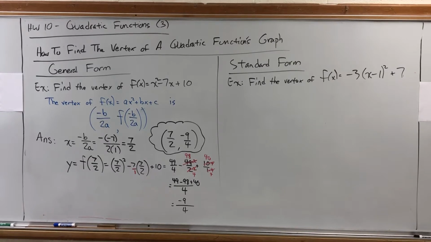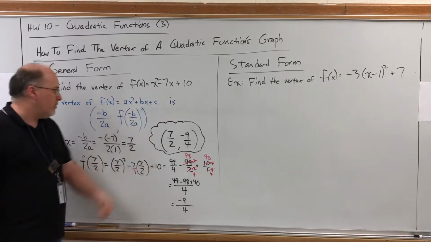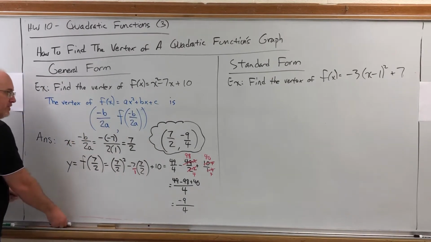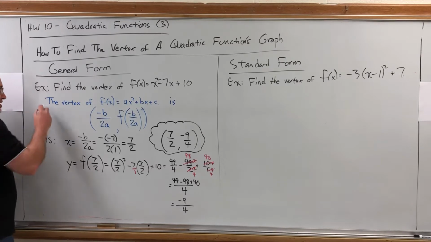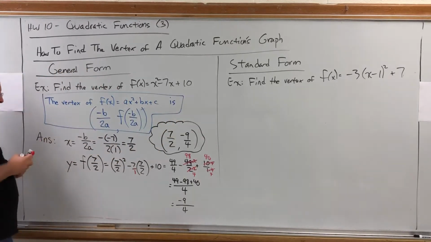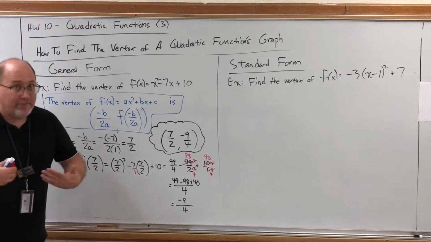Homework 10, Quadratic Functions, Video 3. In the previous video, we talked about how to find the vertex of a quadratic function that is in general form by using the formula -b over 2a for the x-coordinate and inserting that value into the function to get the y-coordinate. Granted, it was a little bumpy because we had fractions, but it's just a fraction.